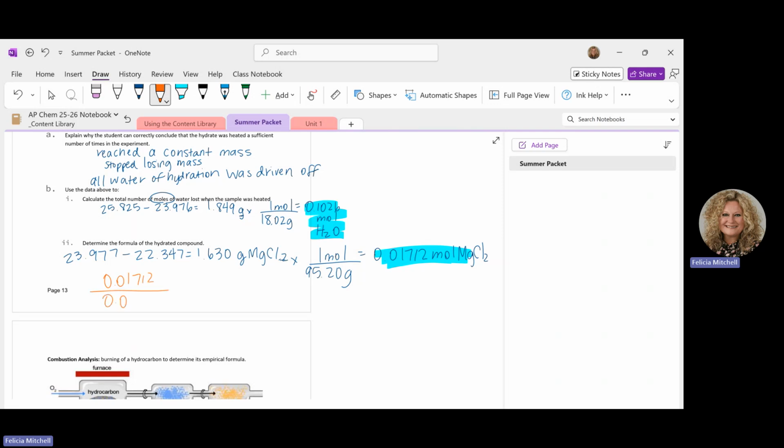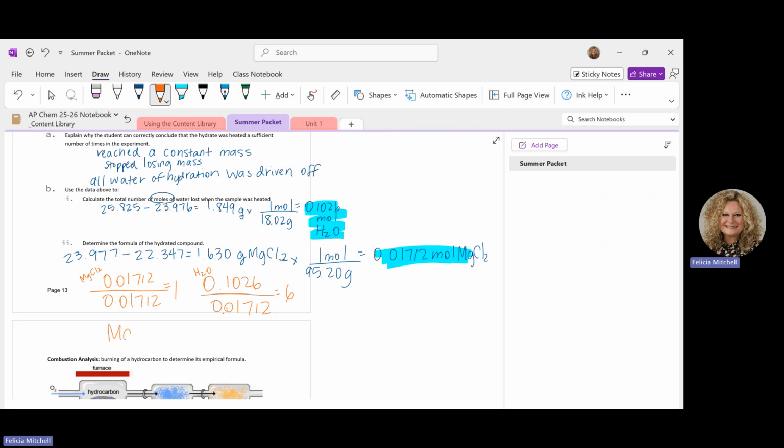0.01712 divided by 0.01712, and then for the water, 0.1026 divided by 0.01712. This is 1 and this is 6. Remember, this was the magnesium chloride and this was the water. I'm getting these numbers from over here highlighted in blue.